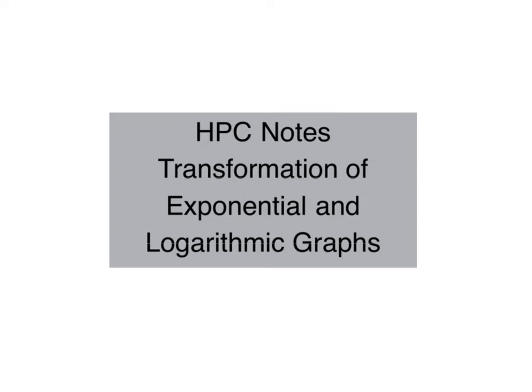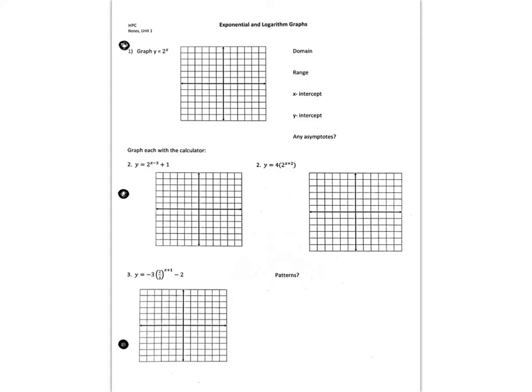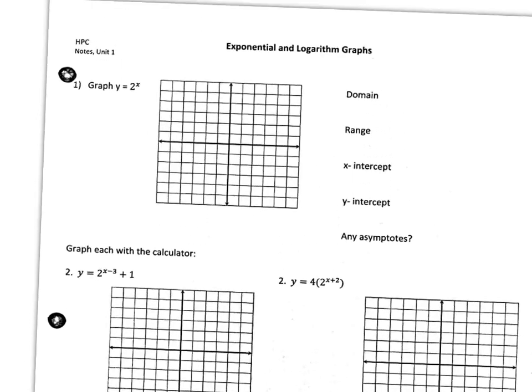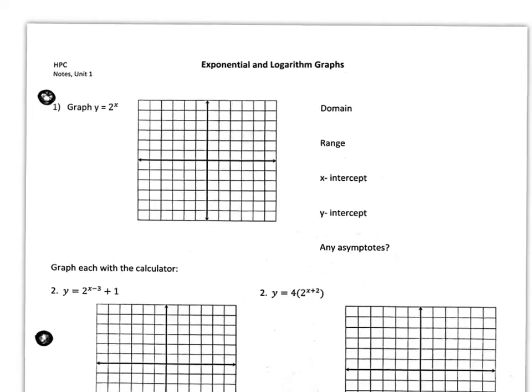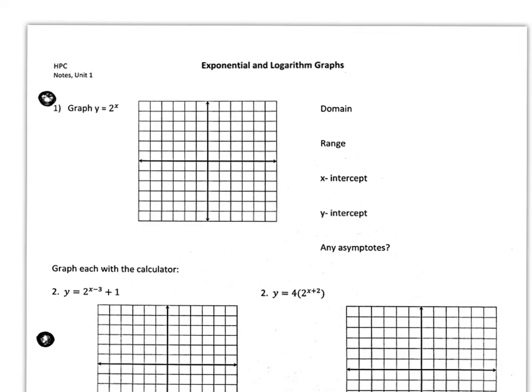Today we're going to look at the parent graphs and then transformations of the parent graphs for exponential and logarithmic functions. So when we did parent graphs, these were the other two that we skipped besides rationals. So now we'll go into all the left, right, up, down, vertical stretch, shrink, reflection, all that good stuff.